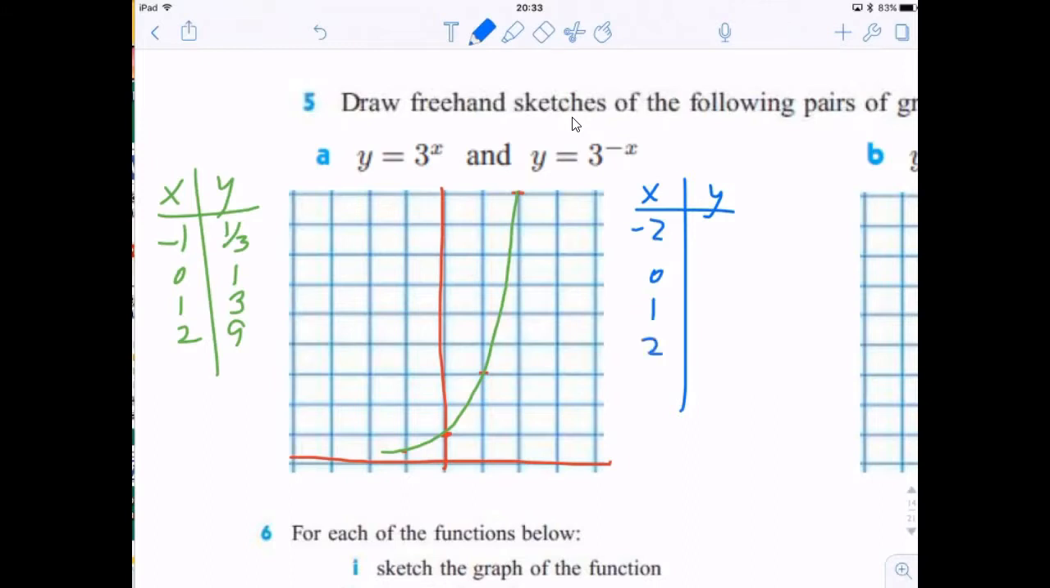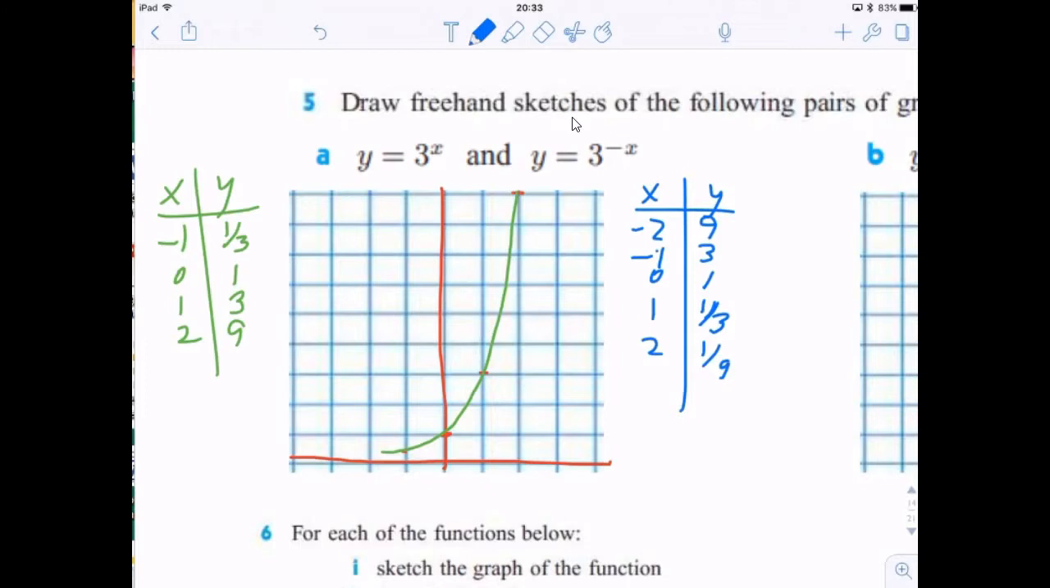Okay, so if we put -2 in there, we're going to get 3 to the -2, which is 3 to the 2, which is 9. If we put -1 in there, we're going to get 3 to the -1, which is 3 to the 1, which is 3. If we put 0 in, we're going to get 1. If we put 1 in, we're going to get 3 to the -1, which is 1/3. If we put 2 in, we're going to get 3 to the -2, which is 1/9. Okay, so we're going to graph that.